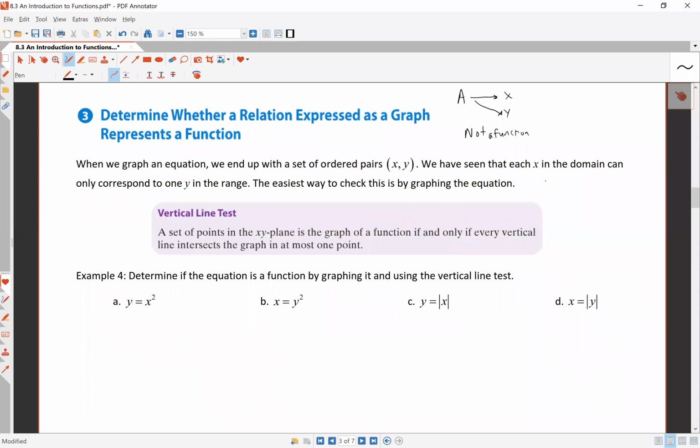If we have a set of ordered pairs where 1 is related to 2 and 1 is related to 3, when we graph that, 1 is related to 2 and to 3, then a vertical line will cross in those 2 points. And this is an example of something that is not a function.